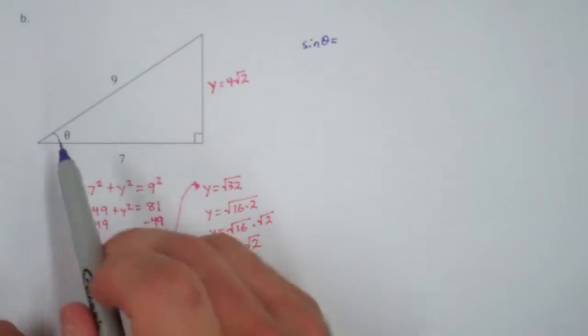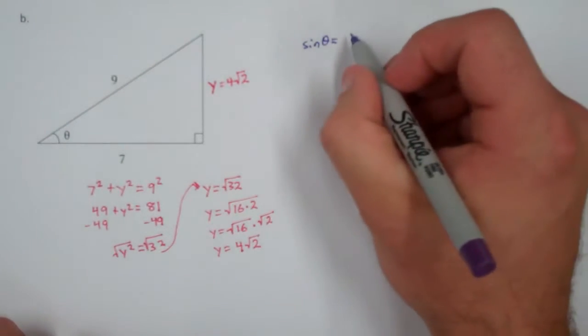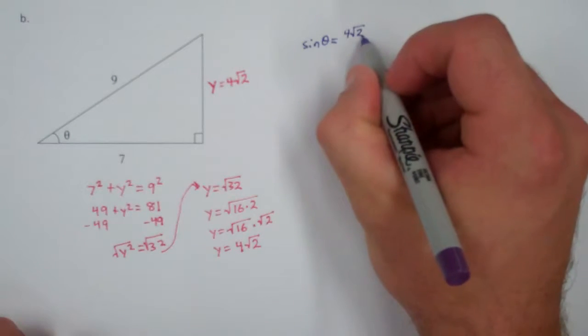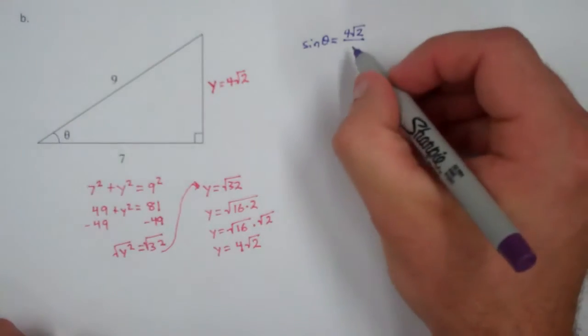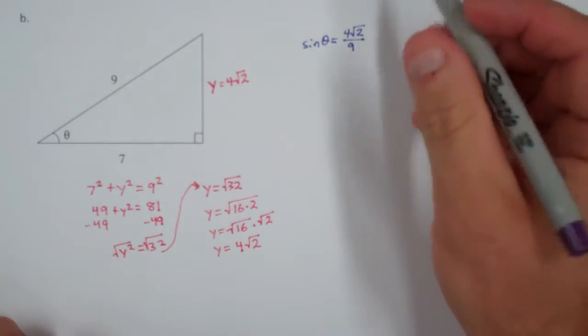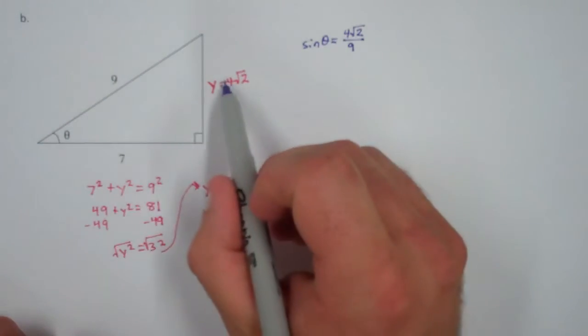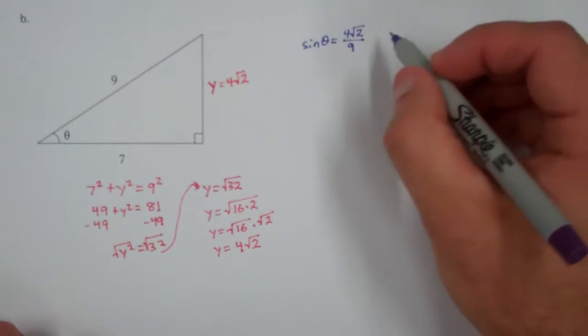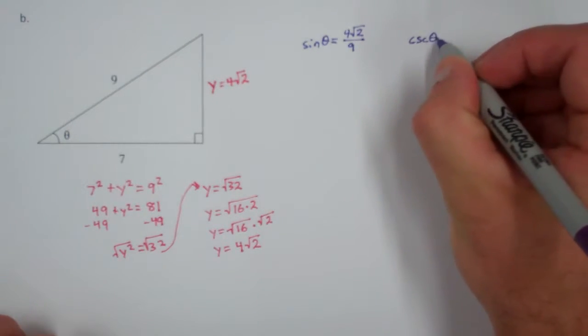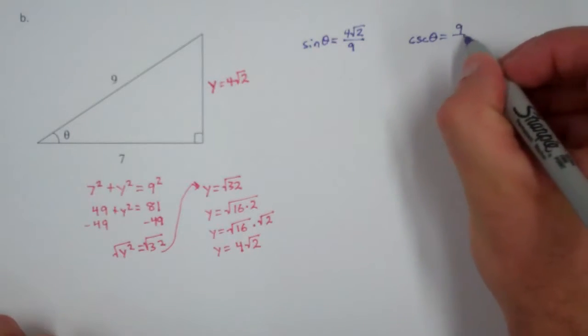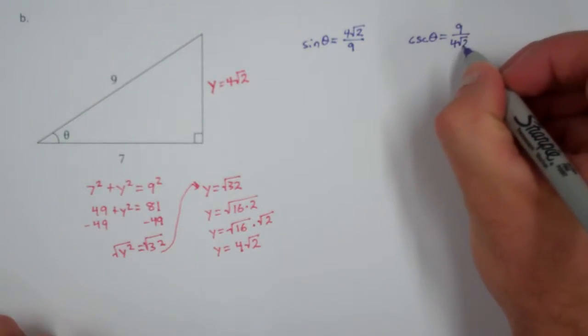We've got the sine of theta, which is opposite, 4 root 2, over hypotenuse. Almost did the adjacent there, that'd be the tangent. So we've got opposite over hypotenuse. We can now also do the cosecant. That's 9 over 4 root 2.